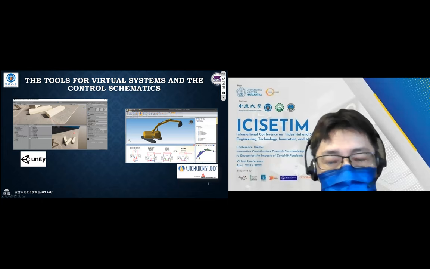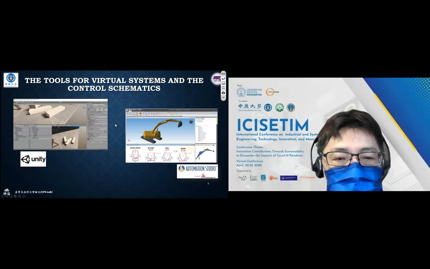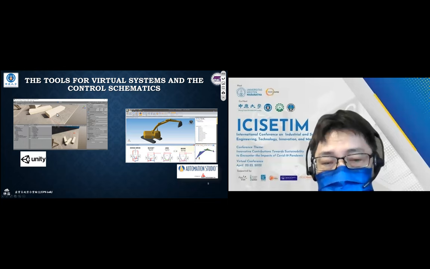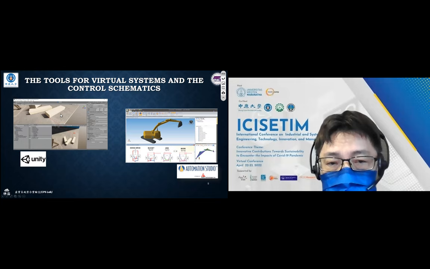In this paper, we use two things. The first, in the 3D presentation, we use Unity 3D. We try to build the virtual system in Unity 3D. Unity 3D is very popular. This is a game engine, and everything has its own physics system, like size, and you can even imitate the gravity or the texture of an object. And the other side, for example, is the control system.